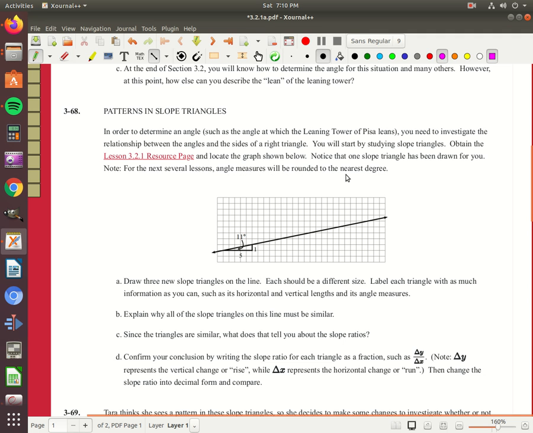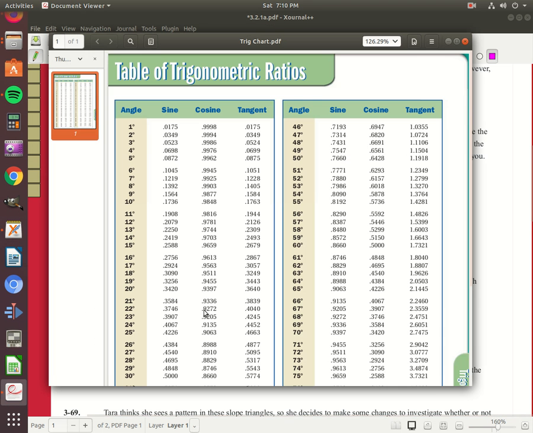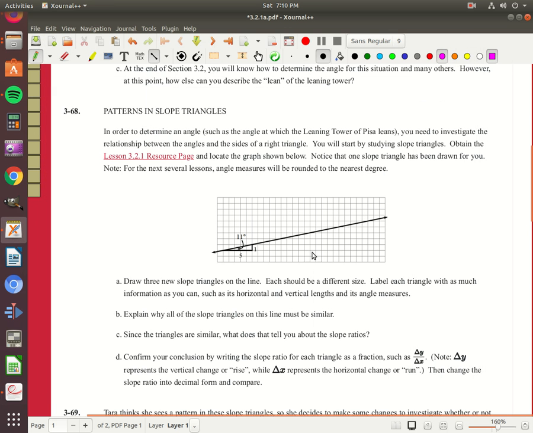So that's important. I know I showed you guys this trig table. This is all rounded, so it's not exact, and that's fine. That's why it goes to 4 decimals, 4 digits after the decimal, because we are rounding, so we want to be as precise as we can. So it says now draw 3 new slope triangles on this line. Each should have a different size. Label each triangle with as much information as you can, such as the horizontal and vertical lengths and the angle measures. Well, here's the thing.